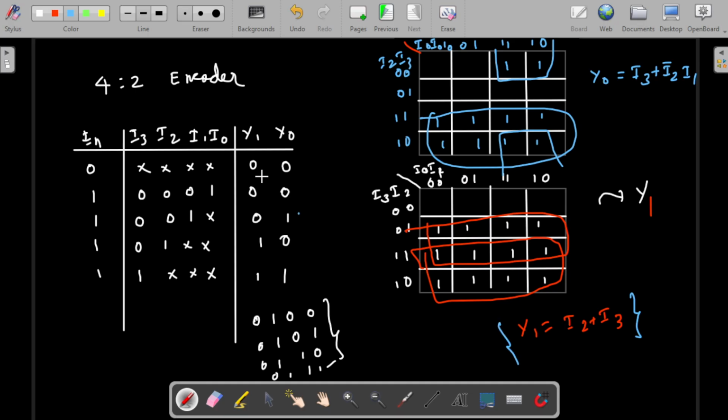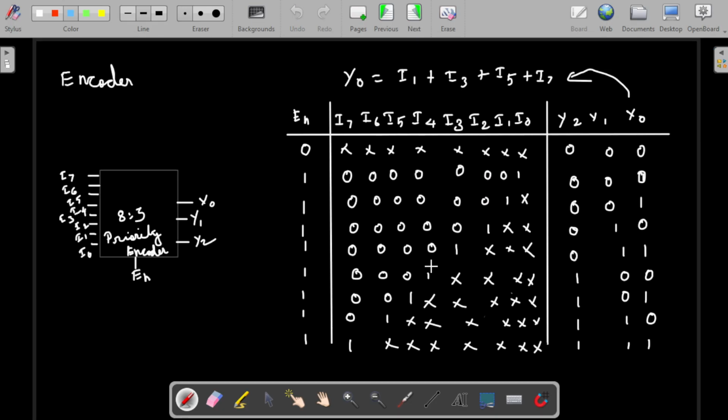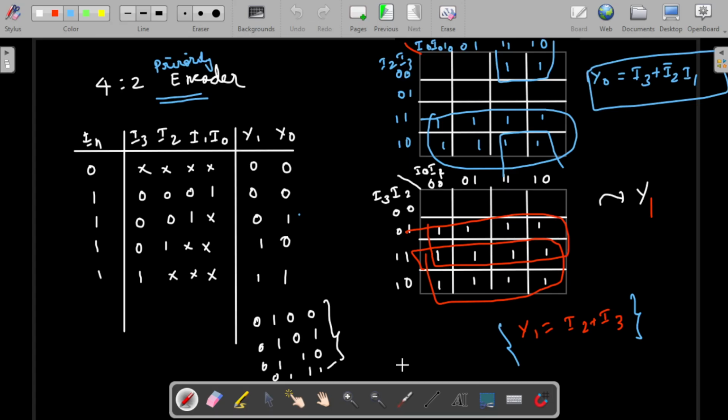But in the Y1, sorry, in the Y0, we could see there is some difference. So if we use this kind of logic, then that will act as a priority encoder. Okay. So I hope you can see some difference here. So instead of directly writing, we may write this like this. So here we can see which needs to be one only when both the inputs are there, right? So instead of writing like I2 plus I1, here also we can directly write I1 plus I3.